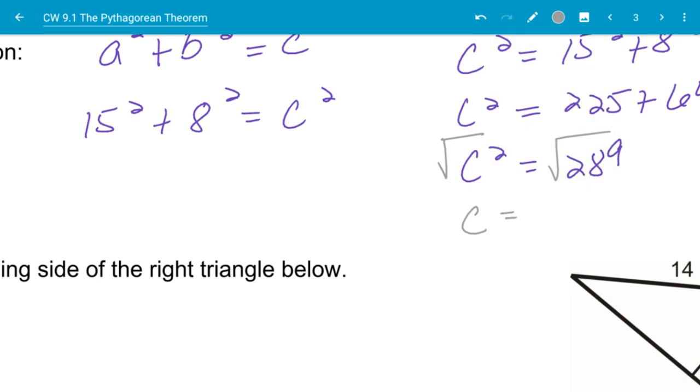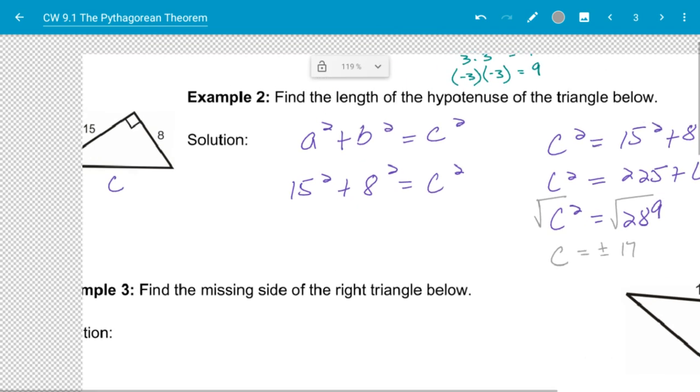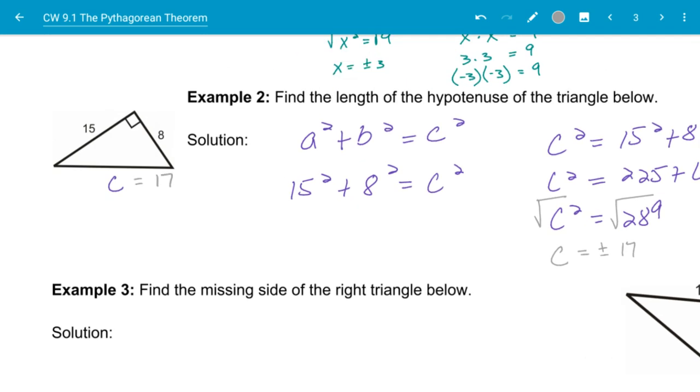When we do this, I could say plus or minus, because it could be a positive number or a negative number, and I take the square root of 289. So the square root of 289 is equal to 17. So is this length over here equal to 17 or negative 17? But as you know, this is a distance, and distances cannot be negative. So c is just equal to 17.